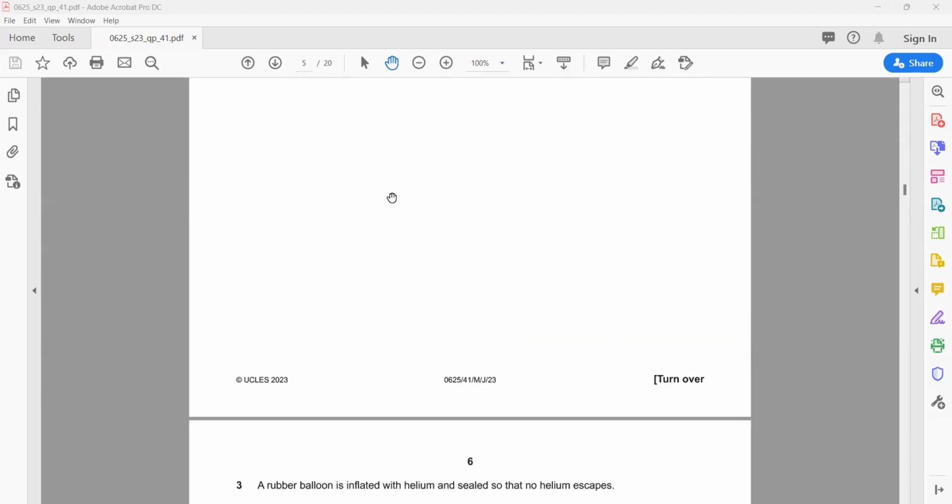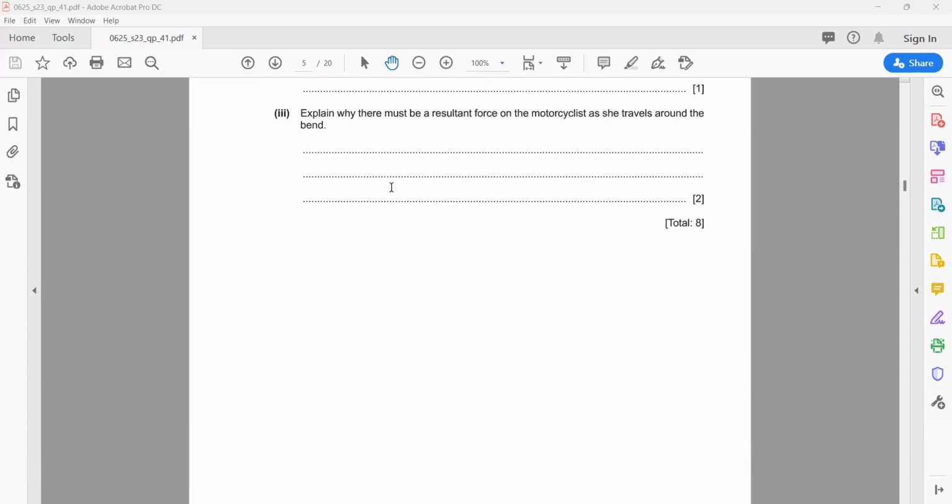So for 2 marks, what's the suitable answer for that? I can share the marking scheme with you, but I just want you to understand this one. In the marking scheme, there are options given. You can write any two out of that.